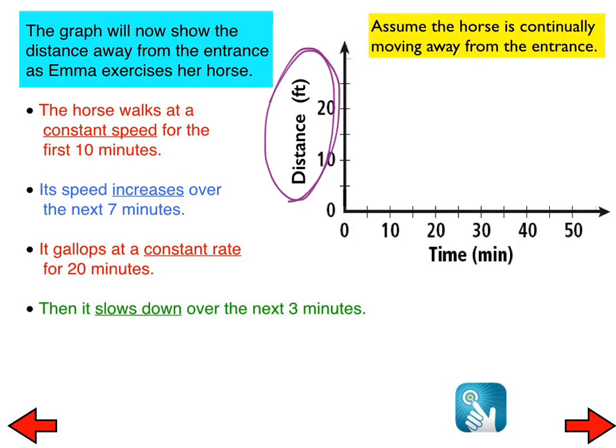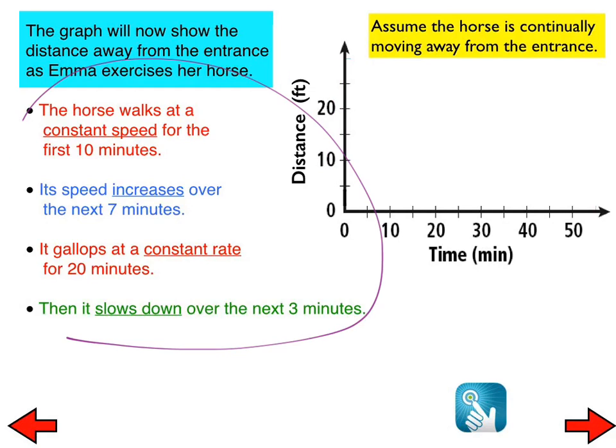And when you do that, the graph looks totally different. But over here, I'm doing everything exactly the same way. So the horse walks at a constant speed for the first 10 minutes. Constant speed, so that means the speed is on a straight line, but it's moving away from the entrance. So that's why there's a distance there.